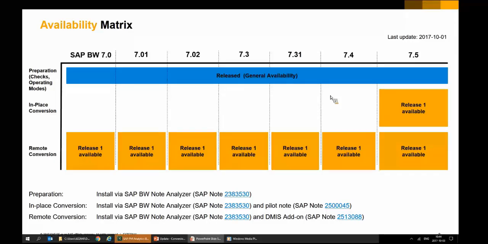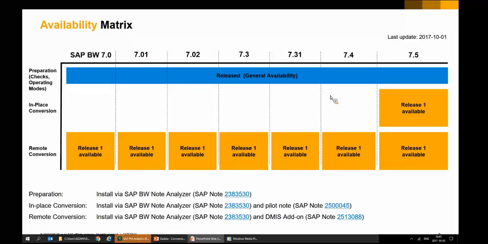If you want to do an in-place conversion, they have the first version available. You just have to go through this one. It's the note 23835330. And with that note, you'll get all the instructions on how to install the various tools, whether it's preparation or in-place. In this case, you will need the DMIS add-on that provides the BW conversion cockpit for syncing the data between your BW system and BW4HANA.